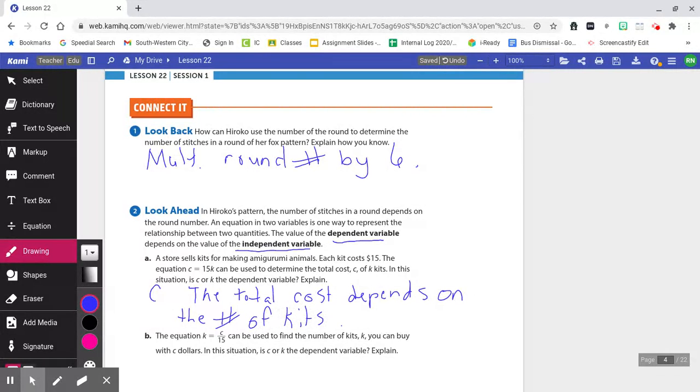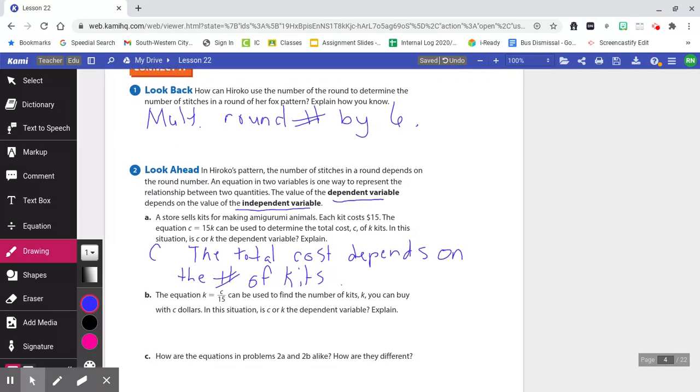Okay, another way to show this, K is equal to C divided by 15. So when you saw C is equal to 15 times K, if I want to get K by itself, I'm going to do what I do to one side, I do to the other. So I'm going to divide by 15, divide by 15. That cancels that out. So K is equal to the cost divided by 15.